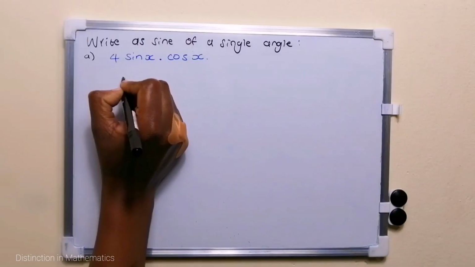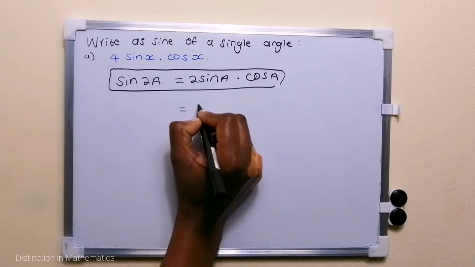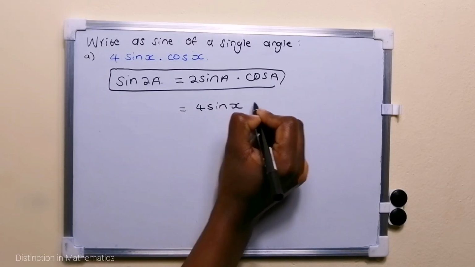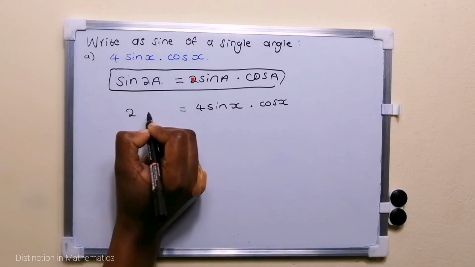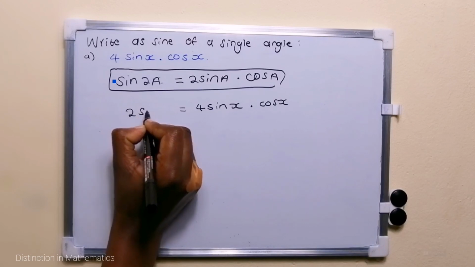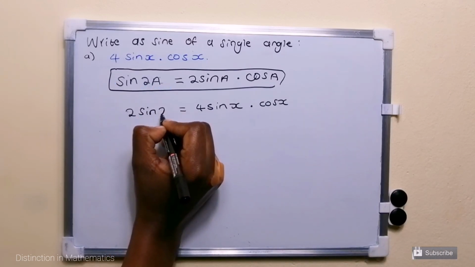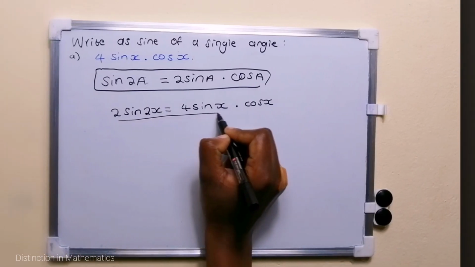The next one is write as sine of a single angle. There is no trick here whatsoever. They are just asking us to take it from this side to that side. So we are given 4 sine x cos x, and you remember that if you are moving from this side to that side, you multiply by 2. So when you're moving back to this side, you divide it by 2. And for this angle, you multiply by 2 when you get to this side. So you would have 2 sine 2x, and that is your final answer.